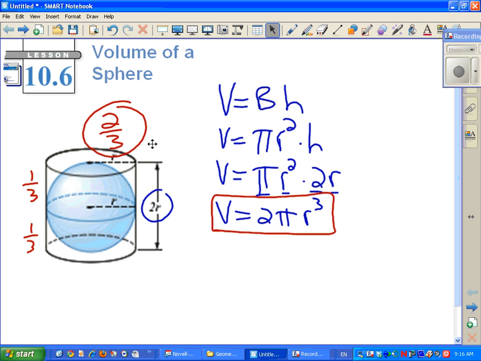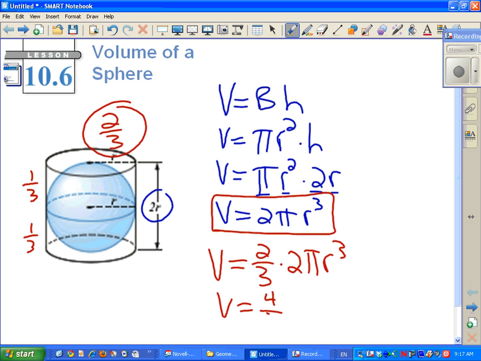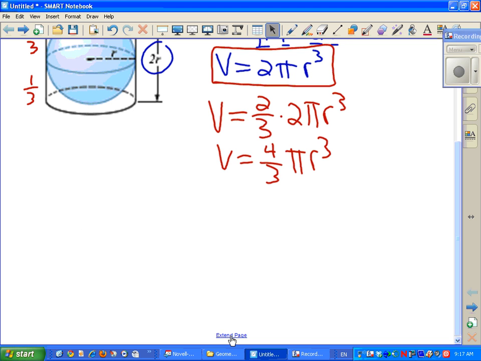which probably isn't appropriate. And so what we do is we take our formula for the volume of that cylinder, and we multiply it times 2/3. And so let's do that. Here we go. 2/3 times 2 pi r cubed. And in the end, 2 times 2 makes 4/3 pi r cubed. And that is the formula for volume of a sphere right there.